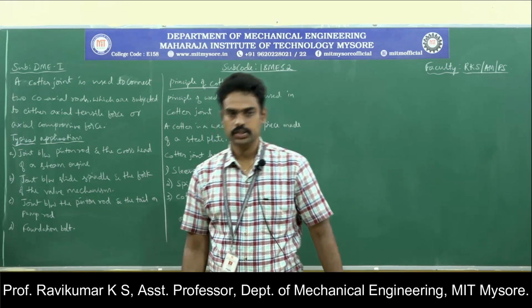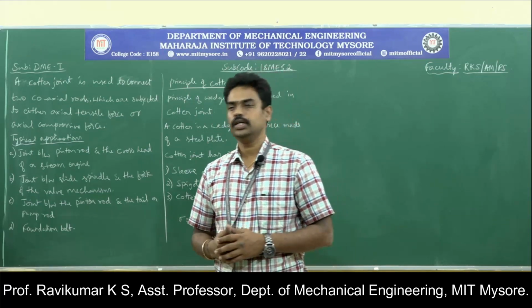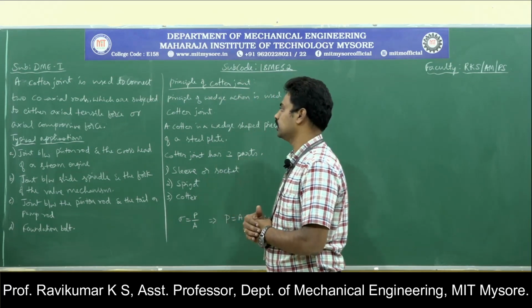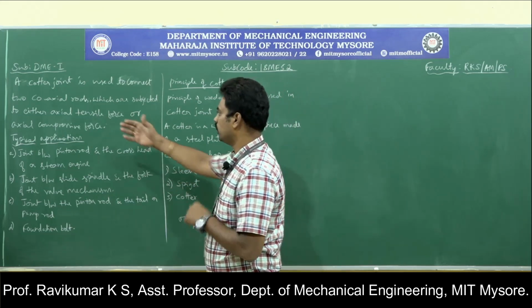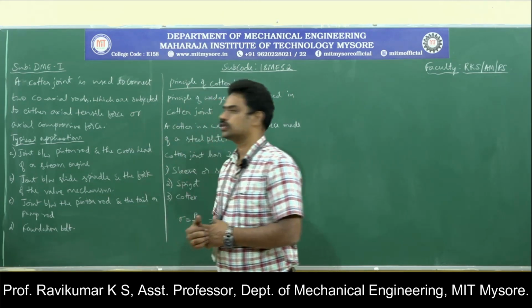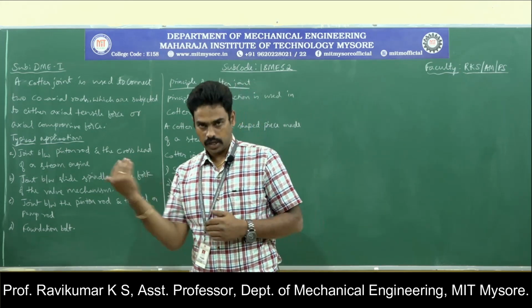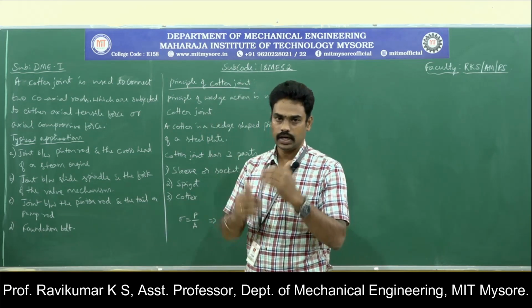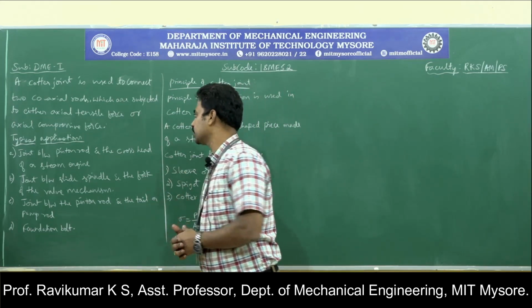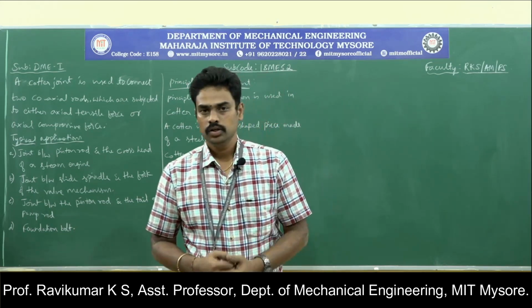In the previous session you already dealt with the knuckle joint, so in this session we will continue our discussion on the quarter joint. As I told you earlier, a quarter joint is used to connect two coaxial rods. It should be coaxial, there should not be any misalignment, and the rods are subjected to either tensile or compressive load.